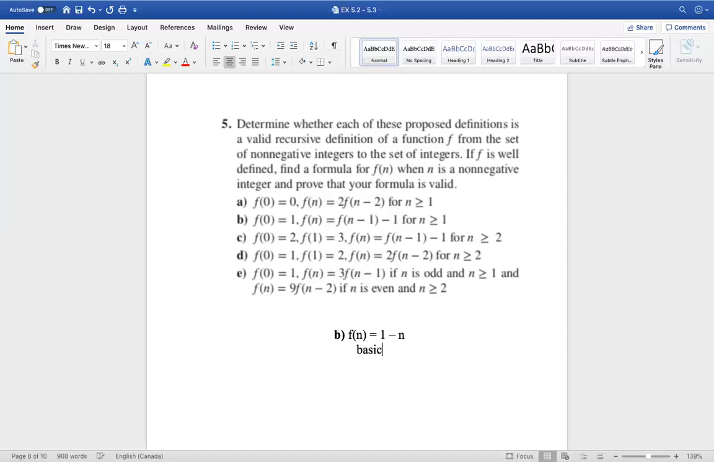So we have f of 0 equals 1 equals 1 minus 0. So we have this 1 equals 1 minus 0 equals 1. So it's true. So our basic step is true. Then we have this inductive step.